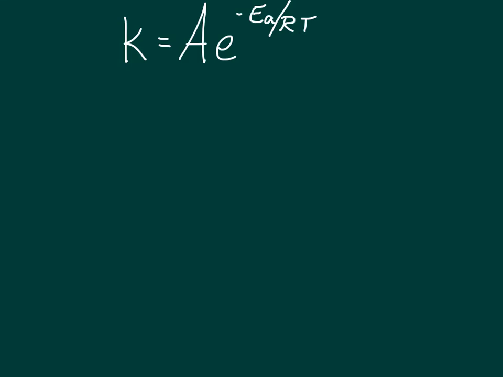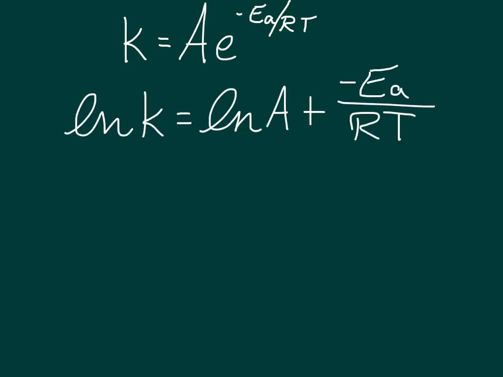The easiest way to approach this type of problem is to start with the Arrhenius equation and do a little rearranging until we get something that's in the form of a straight line. If we simply take the natural log of both sides, we get that the natural log of the rate constant is equal to the natural log of A plus negative activation energy over RT.